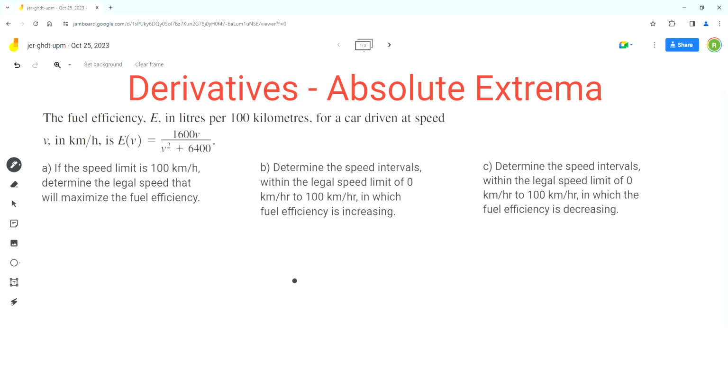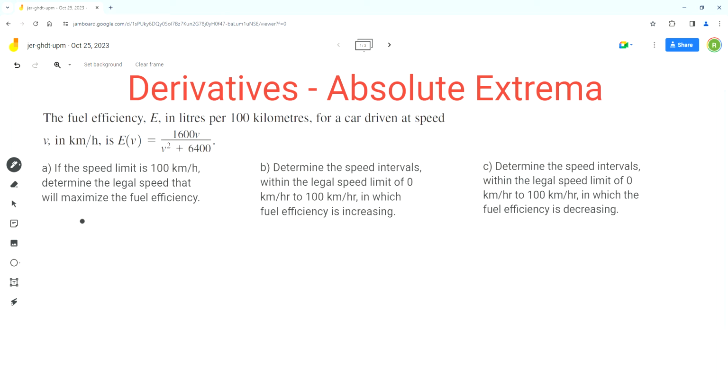So in this video, we'll solve this word problem using the concepts of derivatives. As per the problem, the fuel efficiency E in liters per 100 kilometers for a car driven at a speed V in kilometers per hour is E(V) = 1600V / (V² + 6400). And we have to answer these three questions.